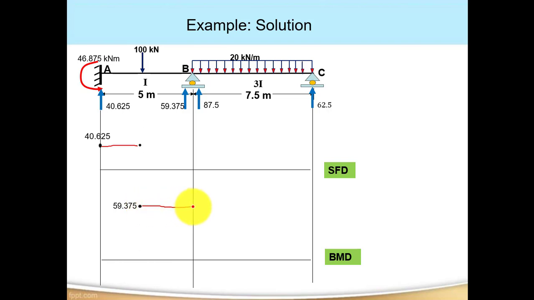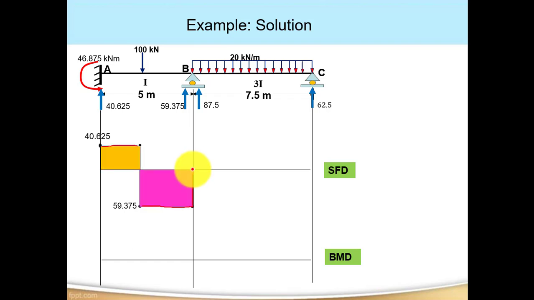At this point, we have a reaction of RB, which is positive 59.375. Therefore, from this point, we can go up to zero, which is 59.375 minus 59.375 equals 0. And this is the diagram for segment AB.